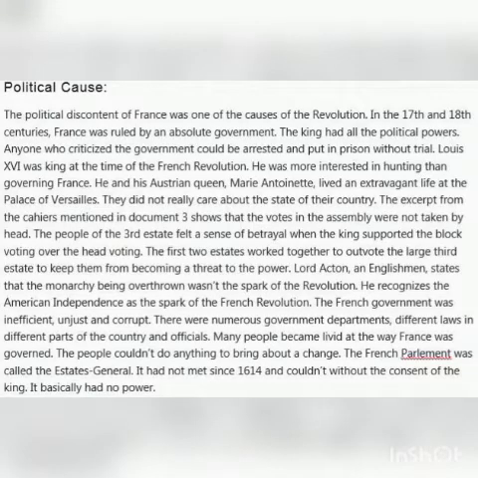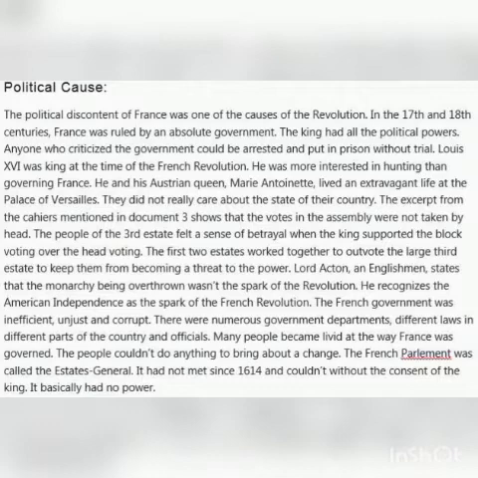Dear students, now we are going to discuss the political, economic and social causes of the French Revolution. The political discontent of France was one of the causes of the revolution. In the 17th and 18th centuries, France was ruled by an absolute government. The king had all political powers. Anyone who criticized the government could be arrested and put in prison without trial.